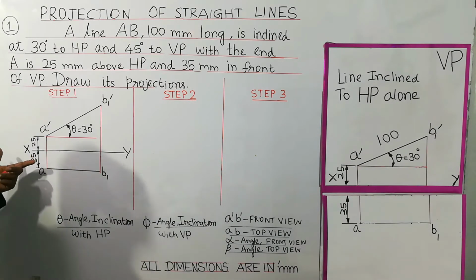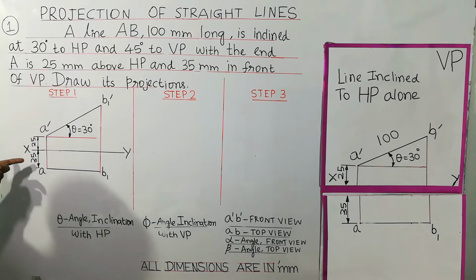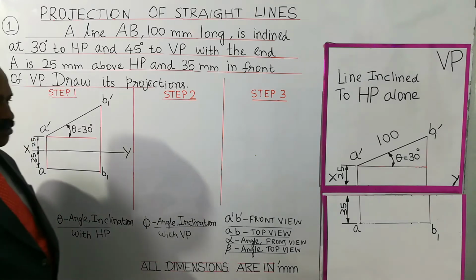And 35 mm is the distance in front of VP. In front will always come below the XY line, and 25 mm above HP will come above the XY line. That you have to remember. Next, we follow step 2.